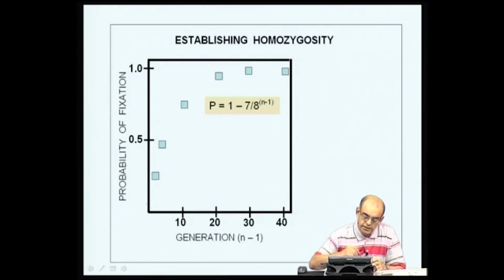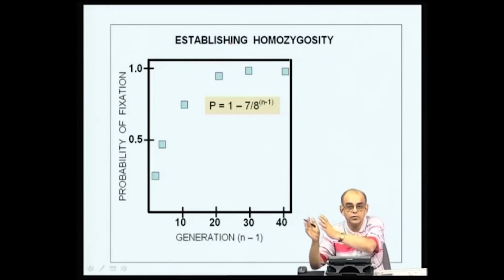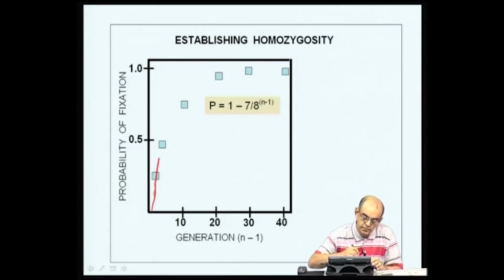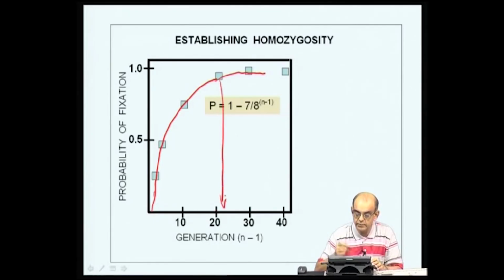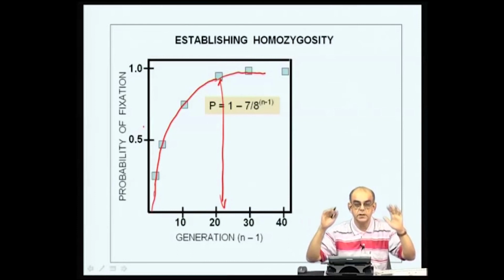So, you see, probability of fixation means establishing homozygosity, fixing a locus to become homozygous or becoming same in different members of the same inbred strain. So, this comes out to be something like this. You see that it reaches a plateau by about 20 generations. So, you will see that greater than 20 generations will reach a probability of 1 being the homozygous point.